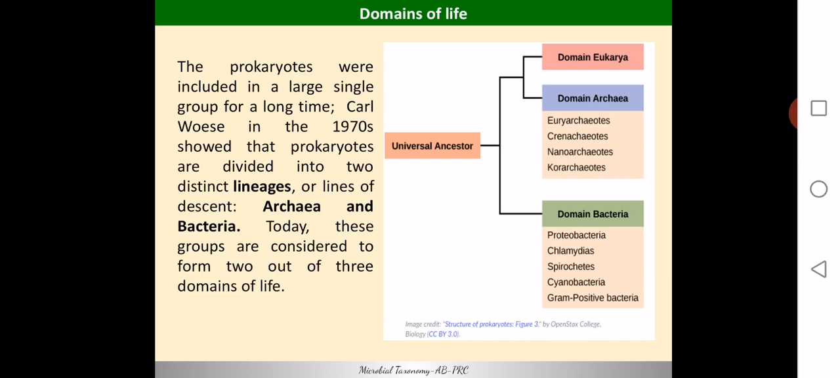And this is Carl Woese's concept of life in terms of domains. There is a universal ancestor. From the universal ancestor, the bacteria and the domain Eukarya developed, and from Archaea, the Eukarya developed. Altogether there are three domains: Eukarya, Archaea, and Bacteria.